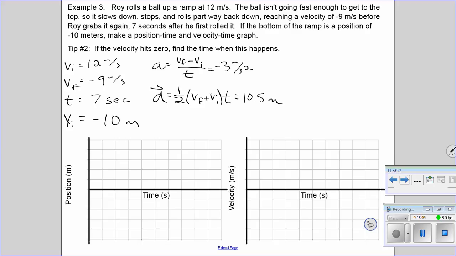And then my final position I can find by rearranging the tweezers, right? It's just displacement plus initial position if you rearrange that. And you end up getting 0.5 meters.